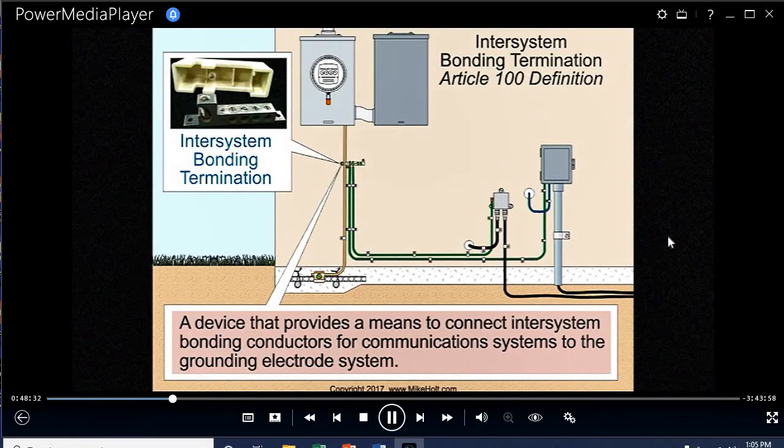Next graphic, important one, intersystem bonding termination. That's typically at the service or a building supplied by a feeder where communication systems are going to be used.